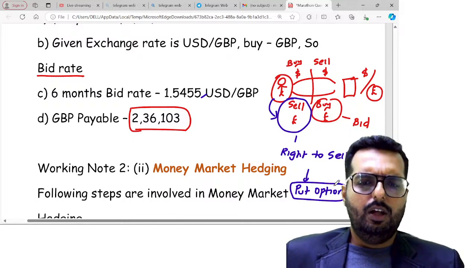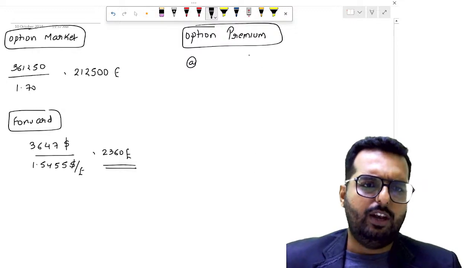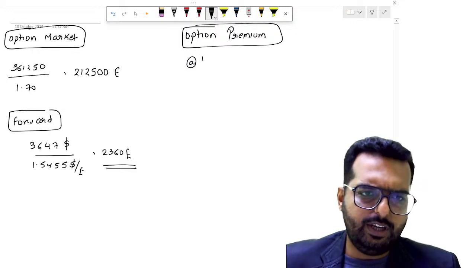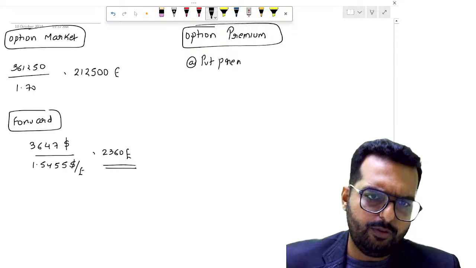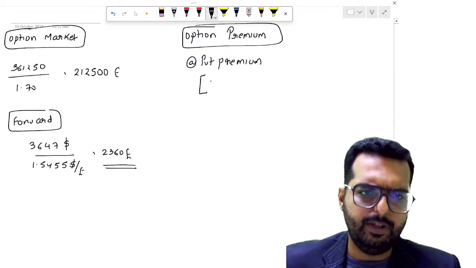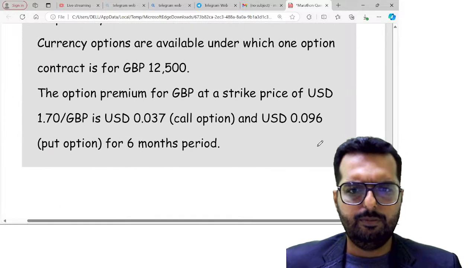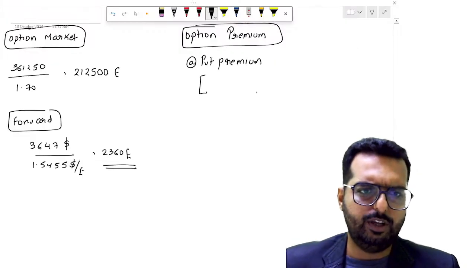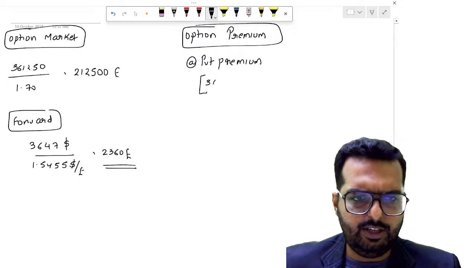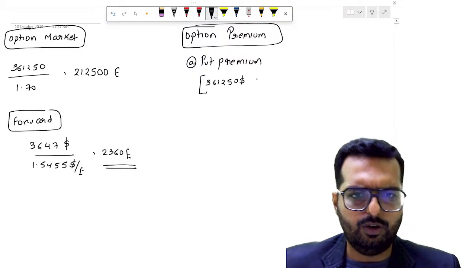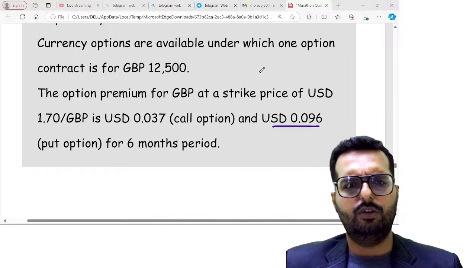Okay. It's a right to sell. So now let's say it's a put option. We first need to find out the put premium. How much is the put premium given in the question? 0.096. Correct. So here the formula would be $361,250. Okay, no, sorry.